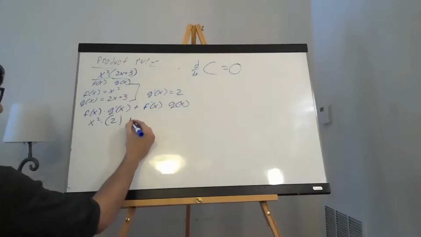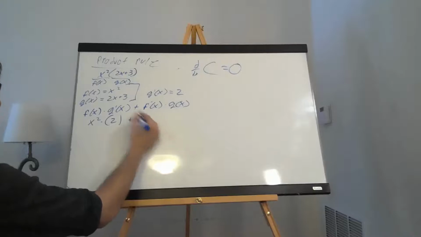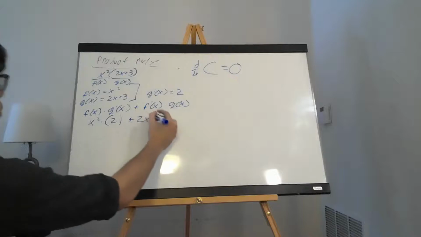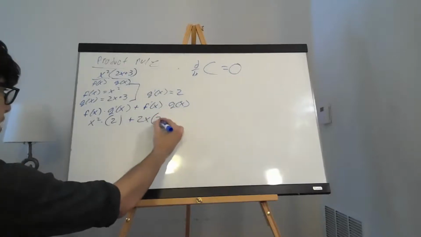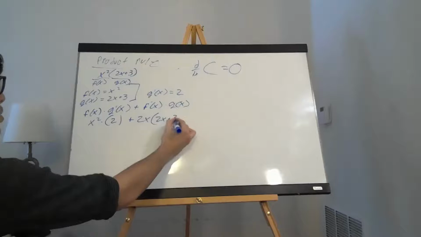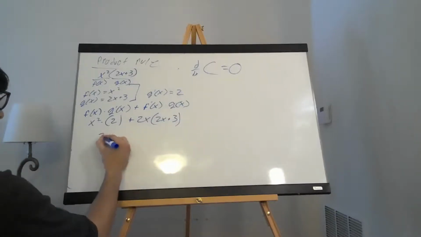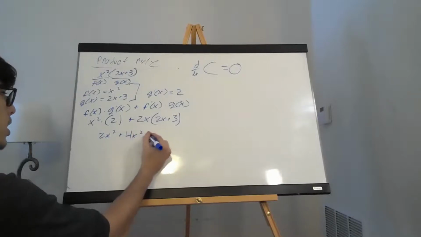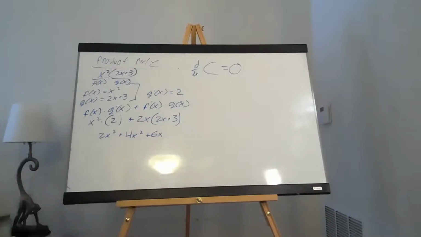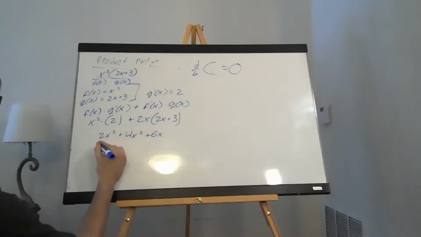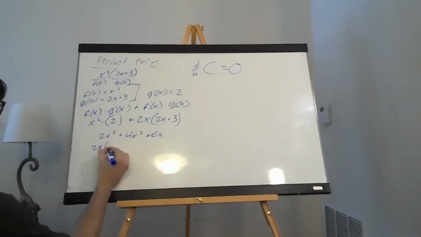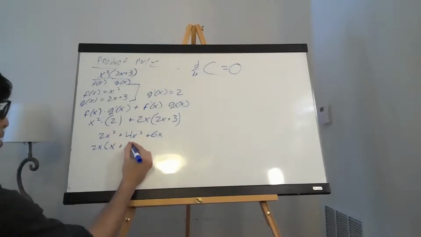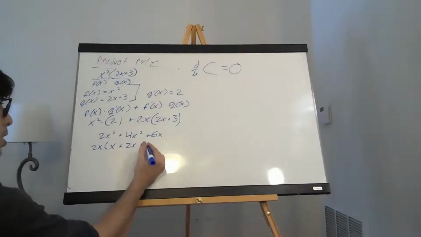So now we're going to add f prime of x, which is just going to be take the 2 down, multiply it by the x, subtract the 1 from the exponent, which gives us 2x, and then we're going to multiply that by g of x. So 2x times 2x plus 3, which is going to give us 4x squared plus 6x. And we can factor this and simplify it further by taking out a 2x from every term, which will give us 2x times the quantity 2x plus 3.